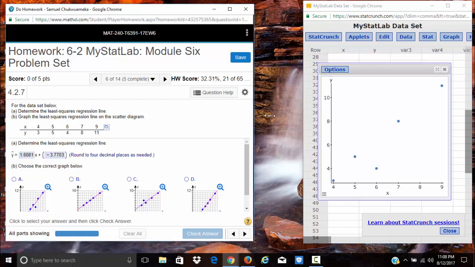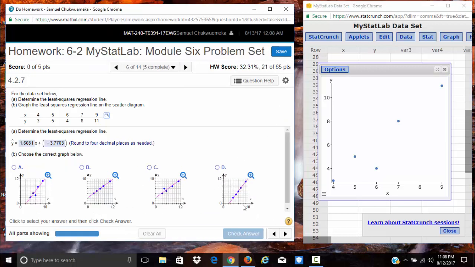Okay, which one looks like this? We eliminate B. B doesn't look like it at all. B is like all the points lie on the straight line. You see that? That's B.